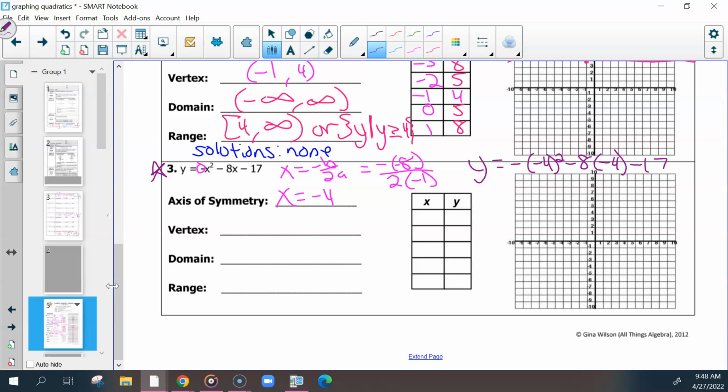Yeah, negative 1 is correct. Wait, so which one is it? Negative 1. Which one is correct?